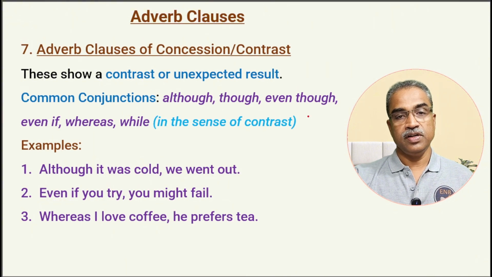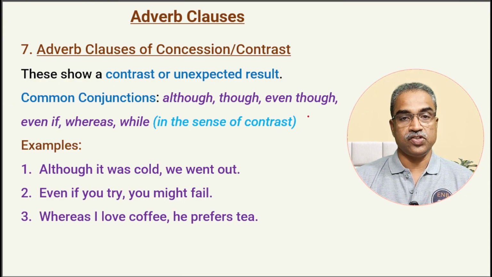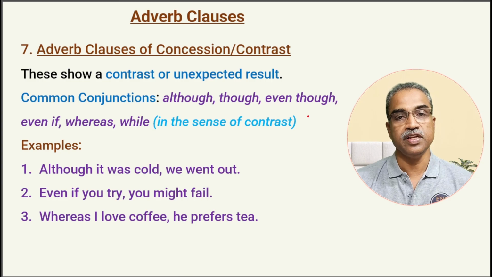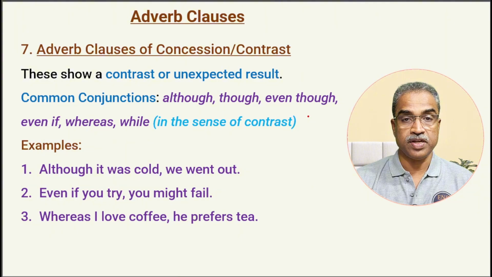Next, we are going to learn about another adverb clause. Adverb clause of concession or contrast. Two names we use for this. Now, what is this? These show a contrast or unexpected result. We expect something to happen, and if it happens, it's no surprise. But if it doesn't happen as we expect, then there is a contrast. Then there is a big surprise there.